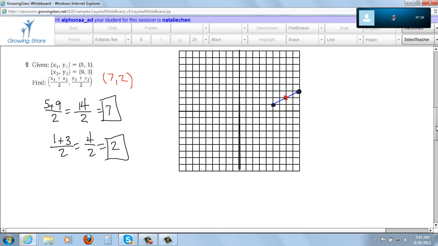Suppose the 2 points are given, find the midpoint between the 2 points -7, 2 and 5, 4. What is the formula I told? x1 plus x2 divided by 2, y1 plus y2 divided by 2.